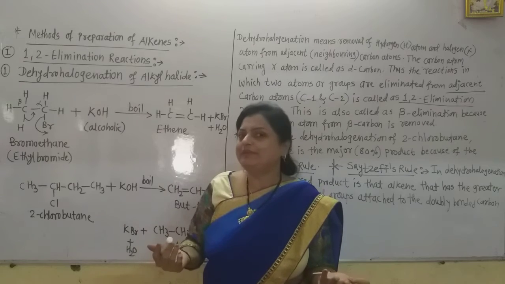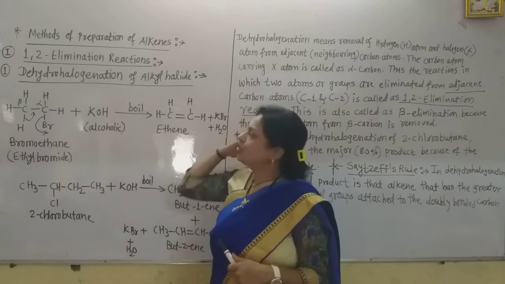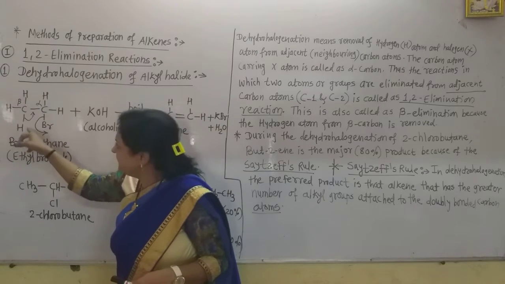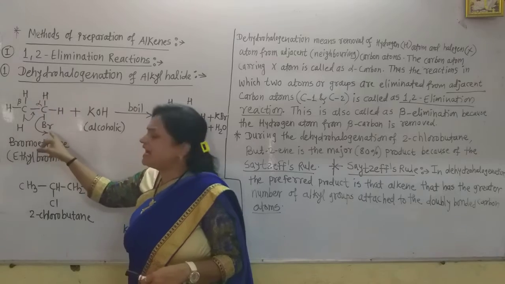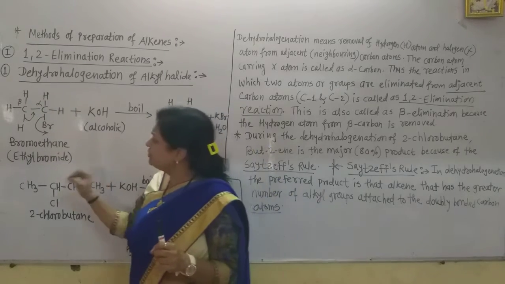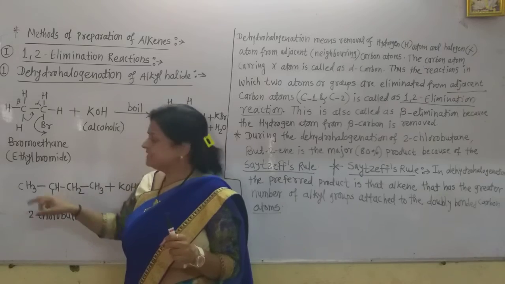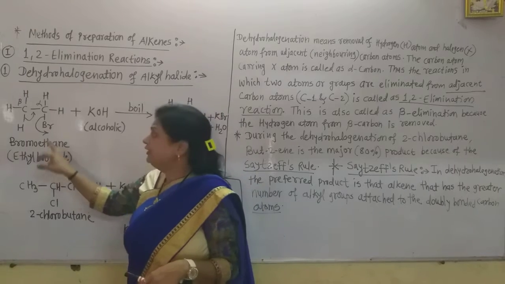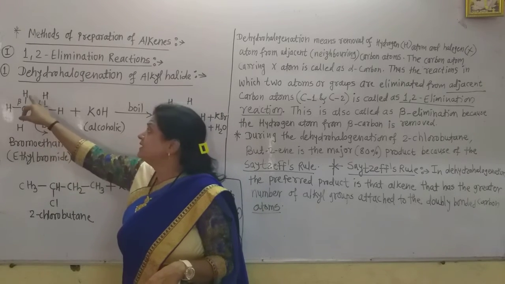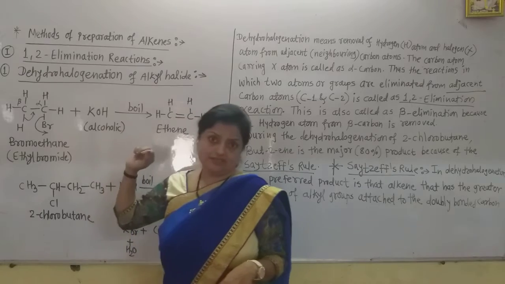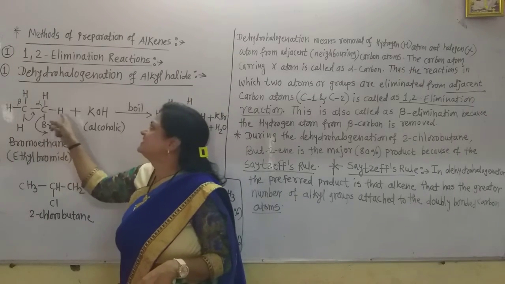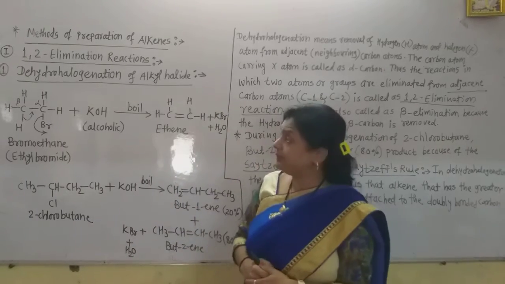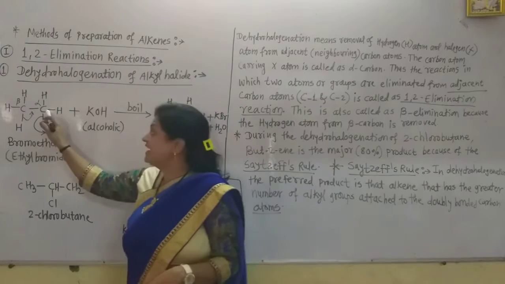How is it 1,2 elimination? Let us see. Now I show here the example of bromoethane. Now see, this is CH3CH2Br. I only draw the structure of this ethyl bromide. This is the common name and bromoethane is the IUPAC name. I draw the structure by showing the atoms separately. This is actually CH3CH2Br, ethyl bromide. Now why do I show the separate atoms attached to this 1 and 2 carbon atom?